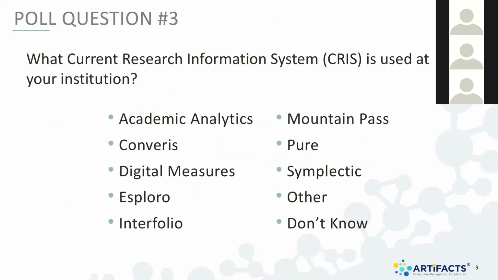An additional poll question here, third poll question. What CRIS system, what current research information system is used at your institution? With the options we have listed here: academic analytics, Converis, digital measures, Esploro, Interfolio, Mountain Pass, Pure, Symplectic, other, and don't know. Oh, a good number of others and a number of don't knows, actually.